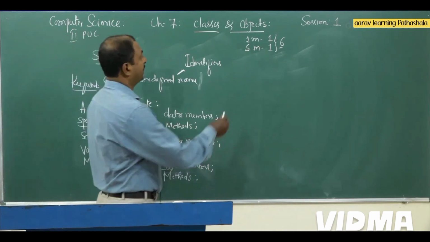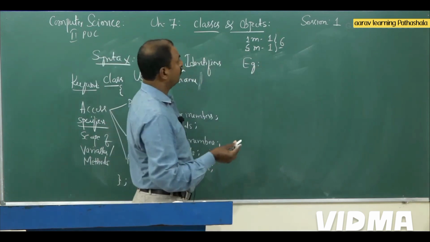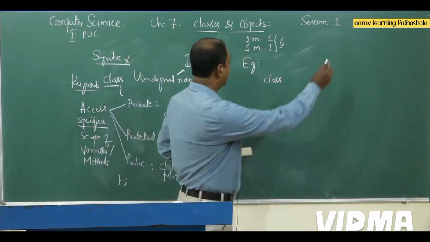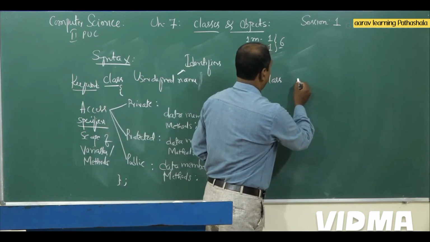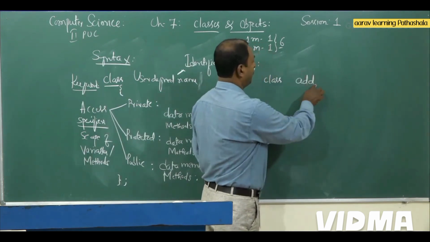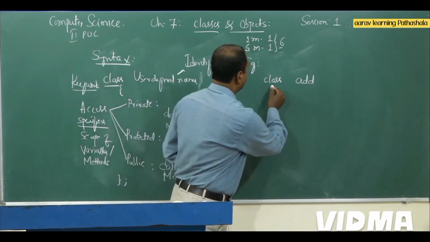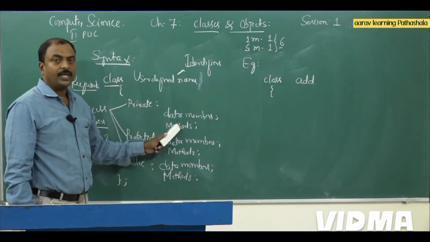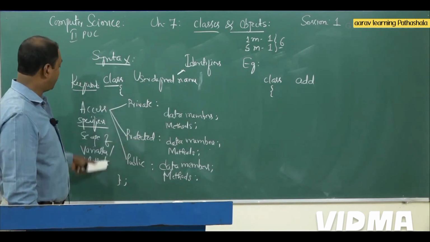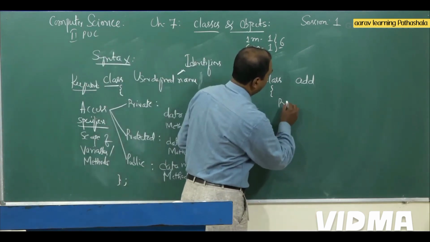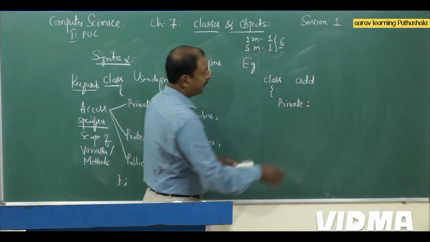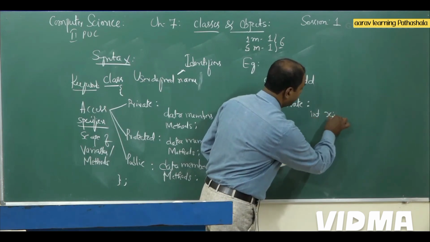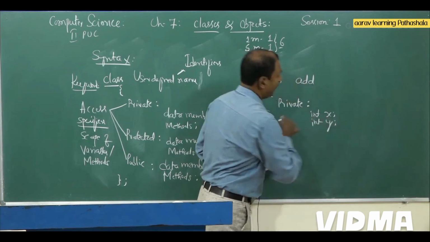Now let us write one example. How do we define a class? For example, I say class, it is a reserved word, and here I am going to write the name of the class as add. Open this flower bracket. Now here I can declare the variables or member functions under any of the access specifiers. Let me write an example with private variables, and under this add I am declaring two variables, for example int x and int y.